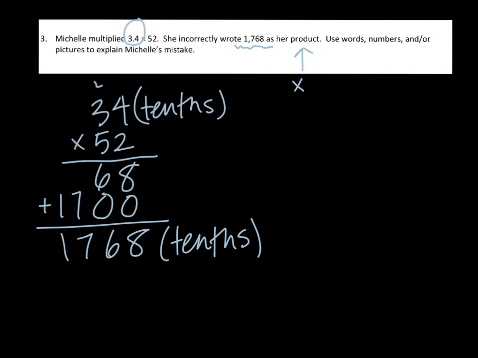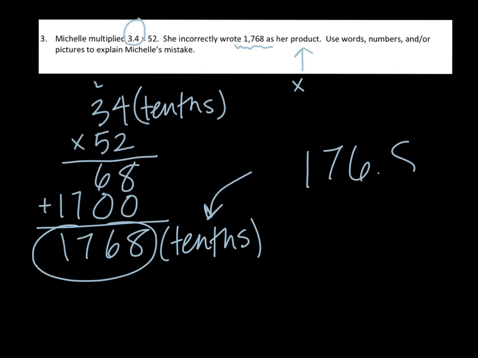Now that you've tried the problem, you realize that her mistake was that she got the numbers correct, but she just forgot that her units was tenths. So if you multiply 34 times 52, yes, you'll get 1,768, but you are actually getting 1,768 tenths, and you would write that as 176.8. And the 8 always has to be in the tenths.